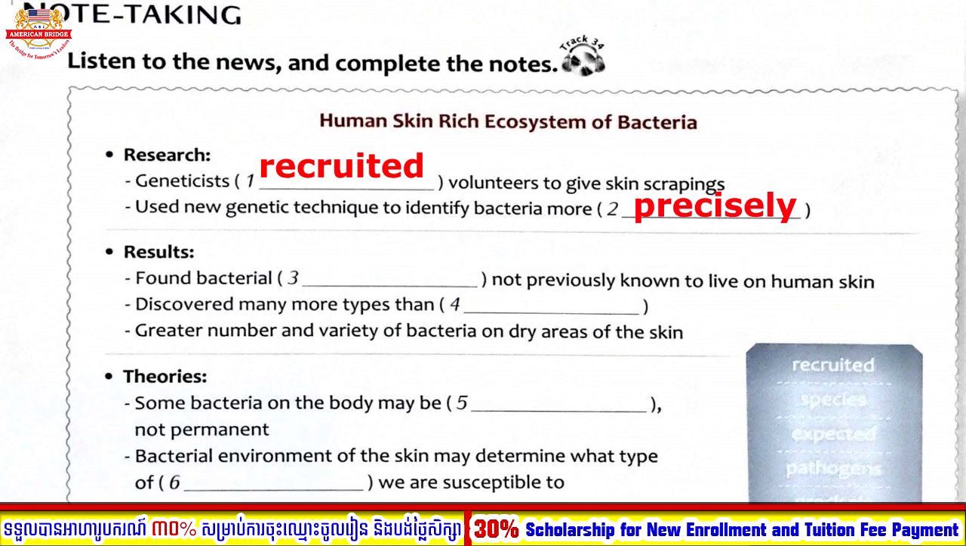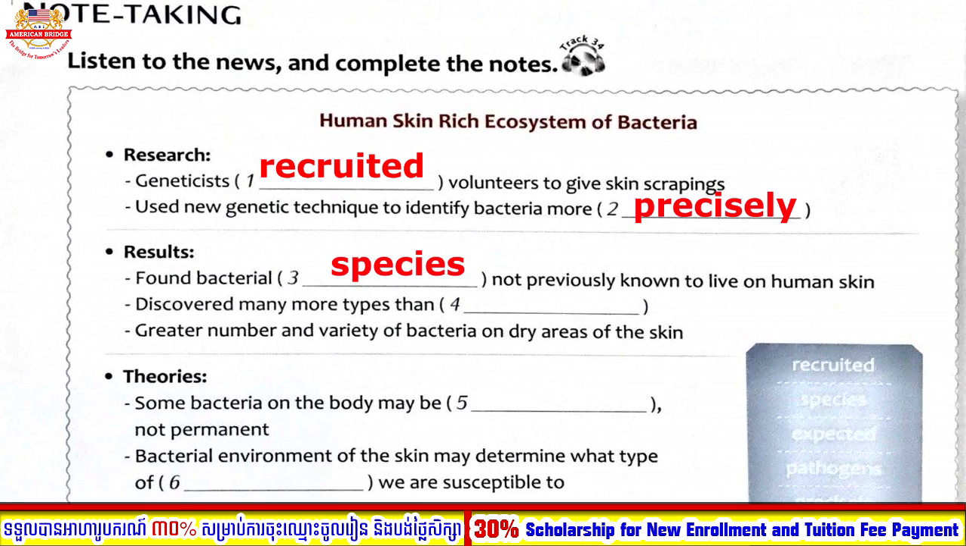So what have they found out about this skin bacteria? Found bacteria blah blah blah not previously known to live on human skin. So everyone, found bacterial what? Number 3, what is your answer? Alright, so the answer is species. Found bacterial species not previously known to live on human skin.